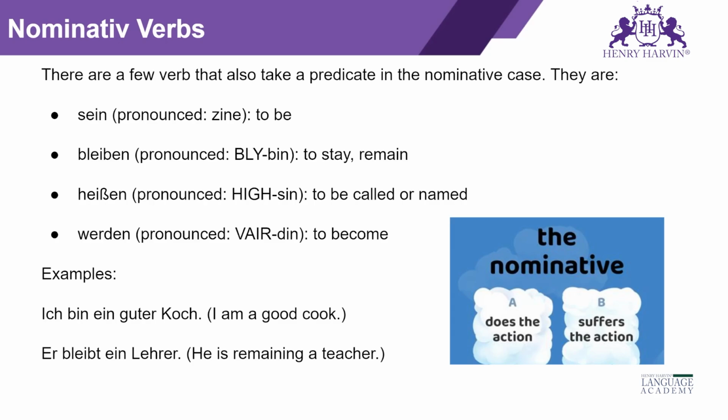Mein Sohn wird ein Pilot. My son is becoming a pilot. All these are parts of the nominative. Till then, we are not using any objects. Your verb will remain a nominative verb.